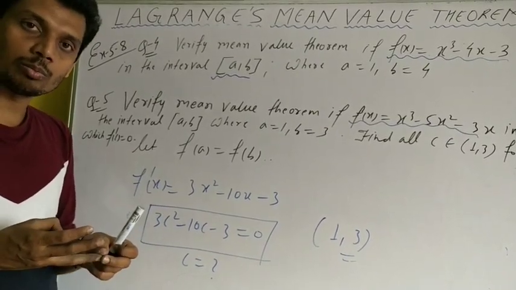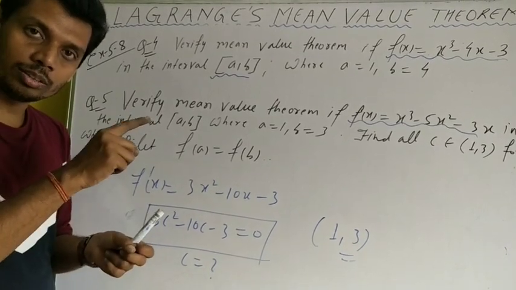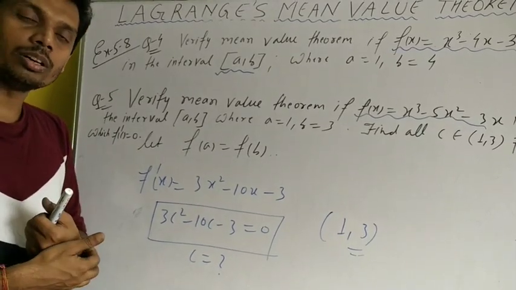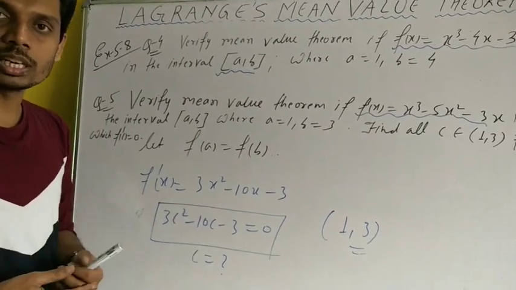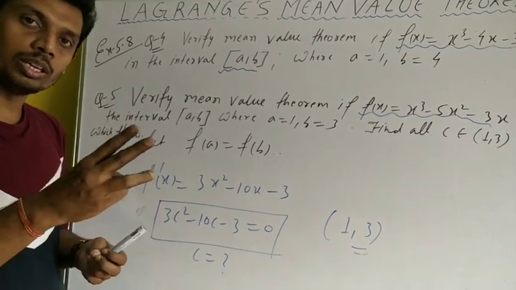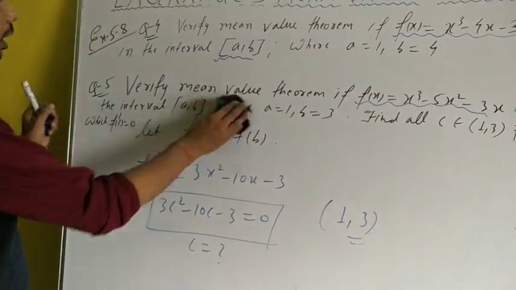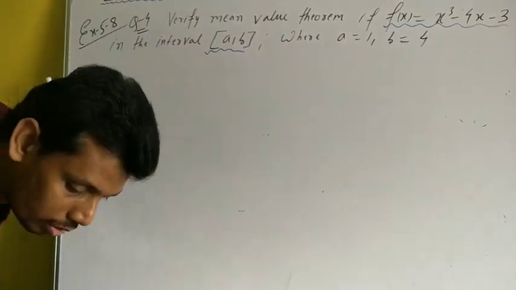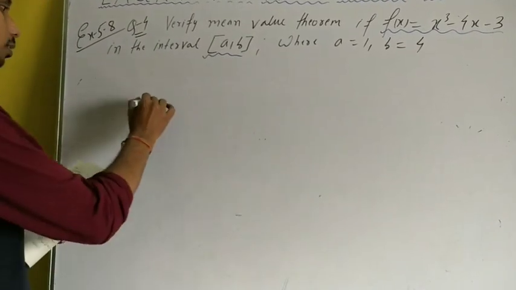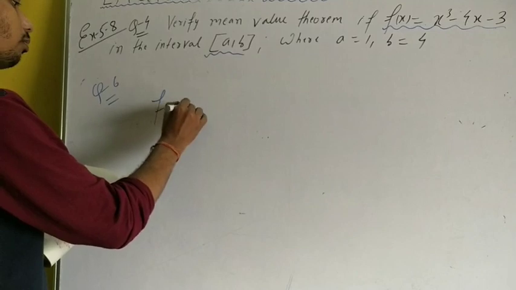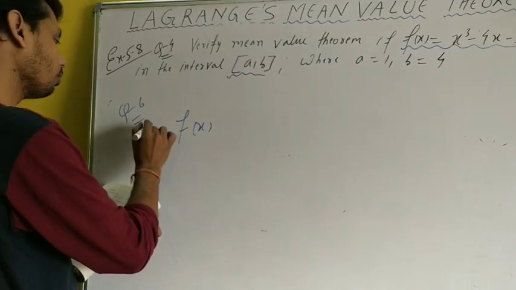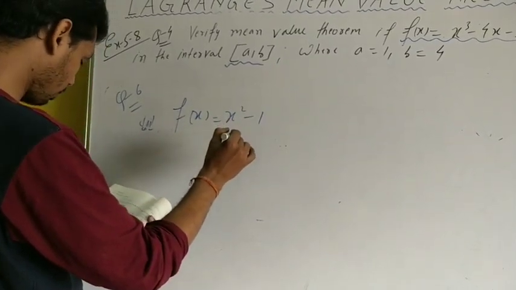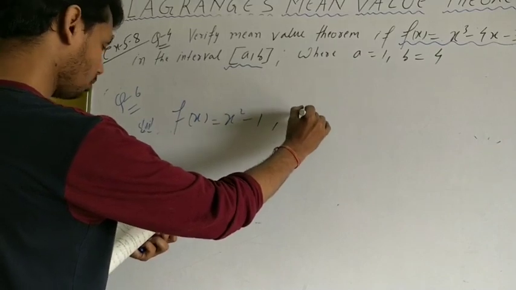And the third function was the polynomial function. It was continuous, it was differentiable, but f of a and f of b were not equal to each other. In the case of Lagrange's mean value theorem, there is no such condition on f of a and f of b. So we have to see just the third function. Wait, I am verifying that part. Now the question was, let me see the book. The third function was, this is question number 6, f of x is equal to x square minus 1, where the interval was 1 to 2.